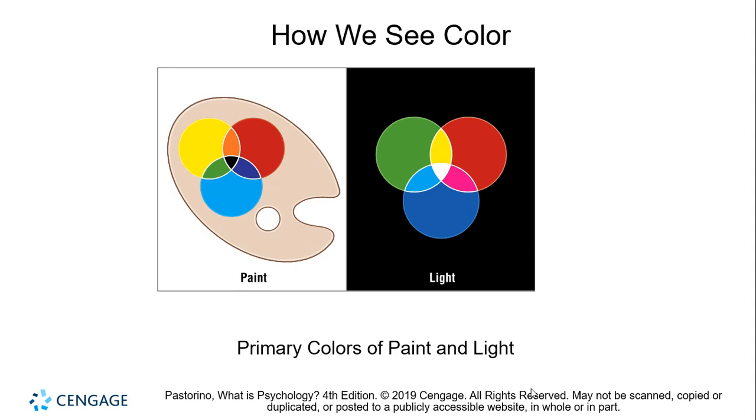In light, red and blue are still primary, but green is also a primary color in light. If you want to get yellow, then you have to mix red and green. If you want to get purple or magenta, then you have to mix red and blue. And if you want to get a lighter color of blue, then you're going to mix the green and the blue.